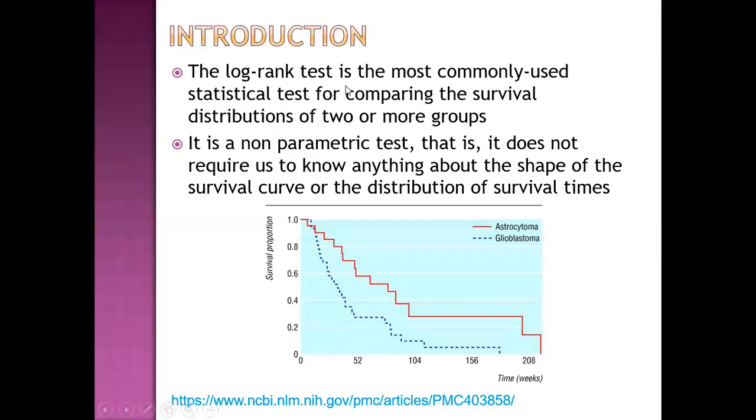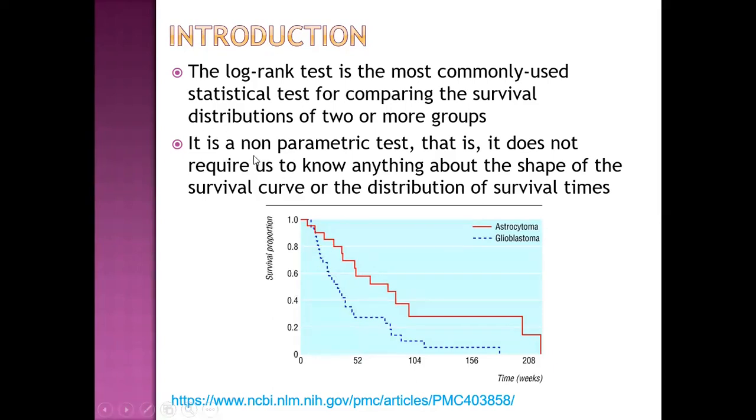The log rank test is the most commonly used statistical test for comparing the survival distribution of two or more groups. So this is the survival curve of astrocytoma, which is one of the brain tumors, and glioblastoma, which is another brain tumor. Glioblastoma is known to be more aggressive. I have taken this from this article. The survival of glioblastoma is lesser as compared to the survival of astrocytoma.